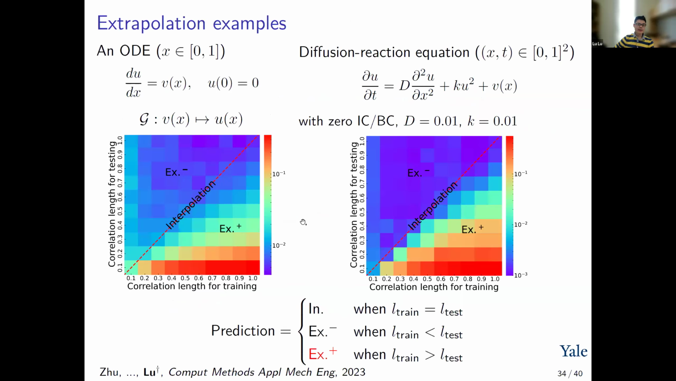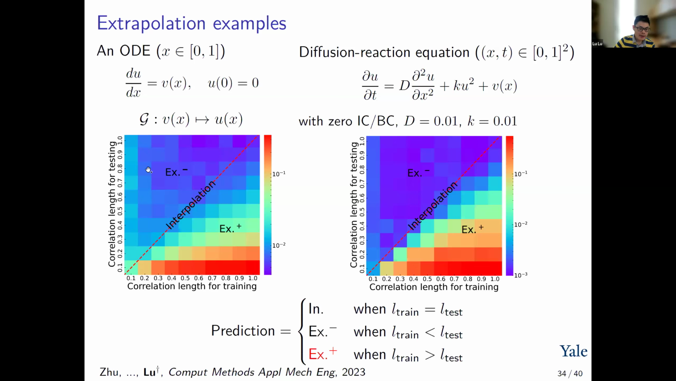So let me show you one specific example, looking at the accuracy. On the left, we have an ODE example, dU/dx equal to V, and we learn the mapping from different V to the solution U. We train and test the deep net using different spaces. On the x-axis is the correlation length of the training space, and the y-axis is the correlation length of the testing space. On the diagonal line, training and testing are in the same space. So this is interpolation, and we have good error for sure.